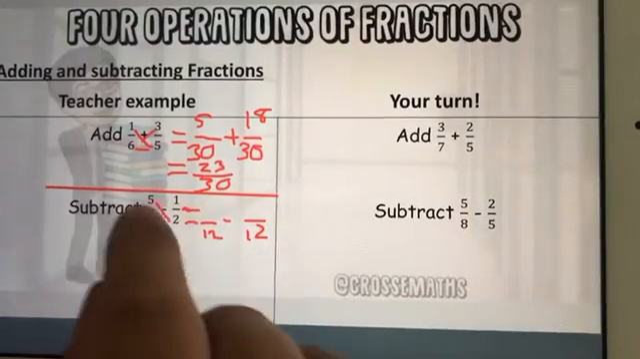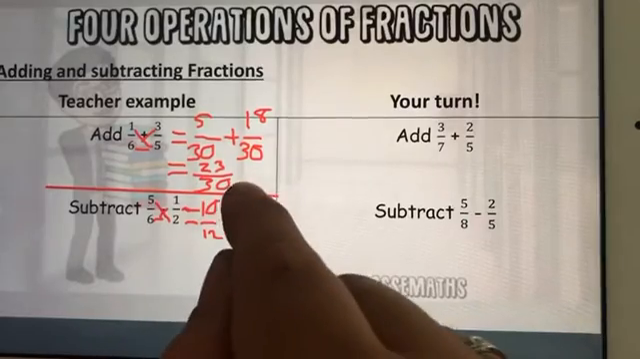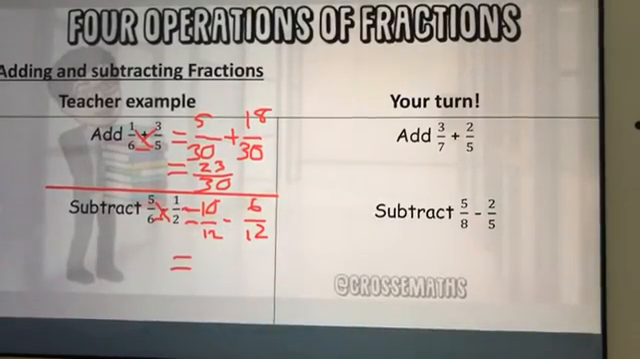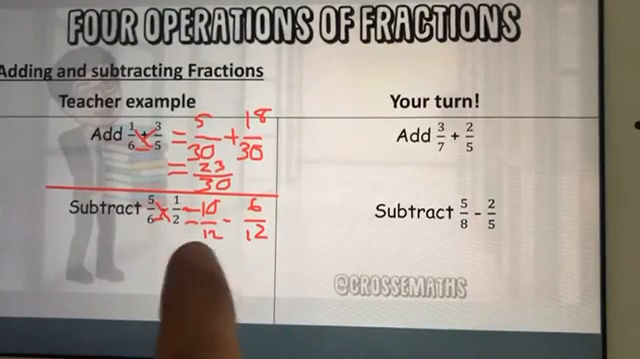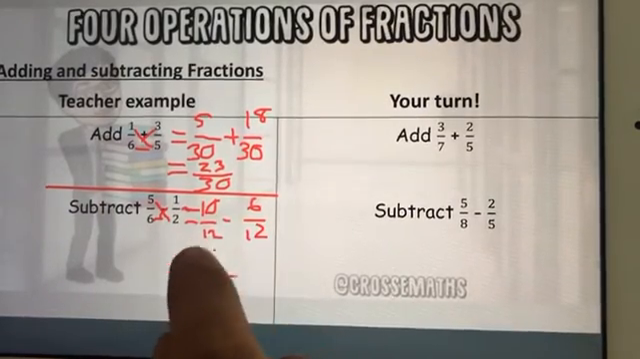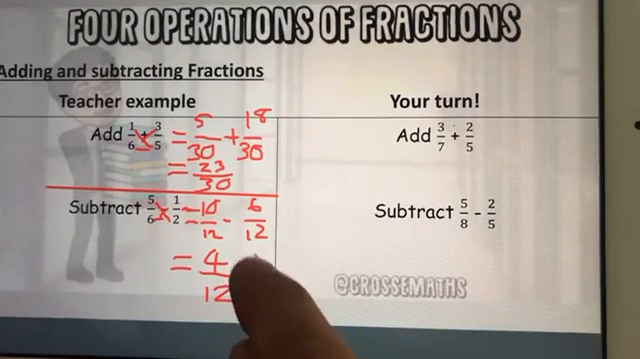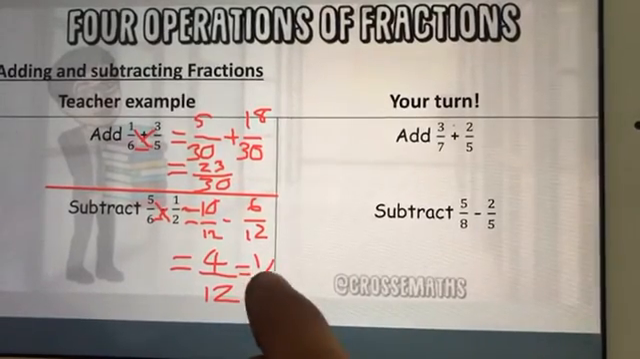Then I'm going to do 2 times 5, which is 10, and 6 times 1, which is 6. Once I'm there, because the bottom numbers are the same, I'm going to keep it over 12 in the answer, and then I'm going to take away 10, take away 6 is 4, which if you do keep half in it, does give you 1 over 3 as an answer.